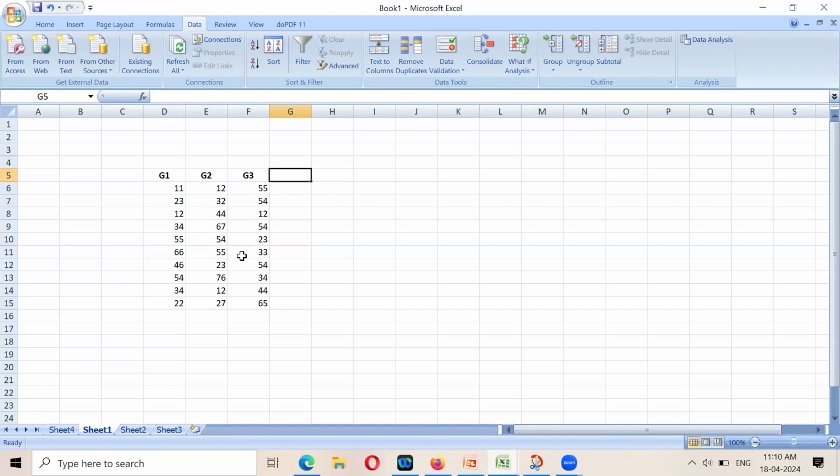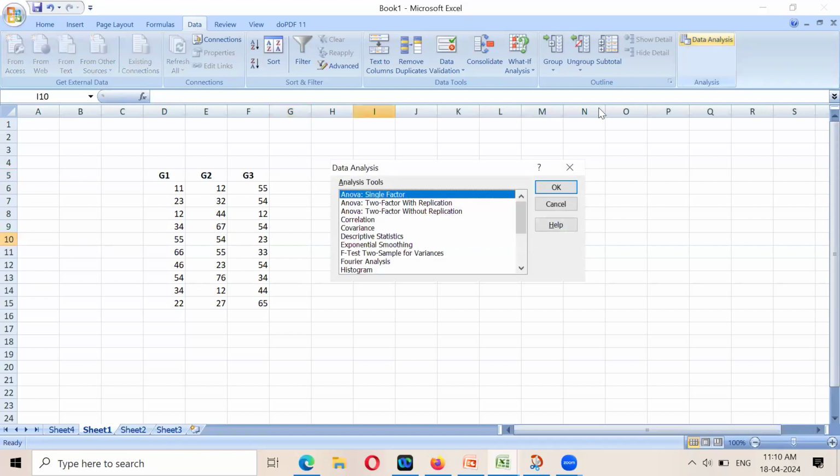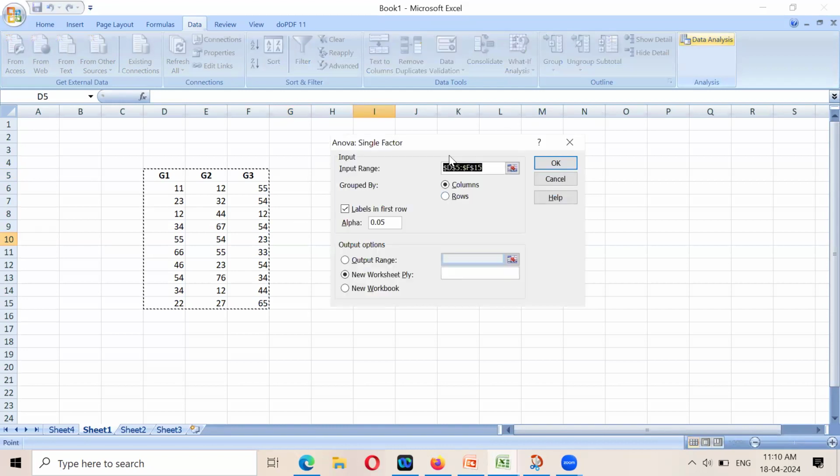Because for such a small value, t-test would be very sufficient. Okay, now you go to Data Analysis ToolPak. Then here, ANOVA single factor. It is already selected by default, and click OK. So a window will come. Here you have to give the input range.